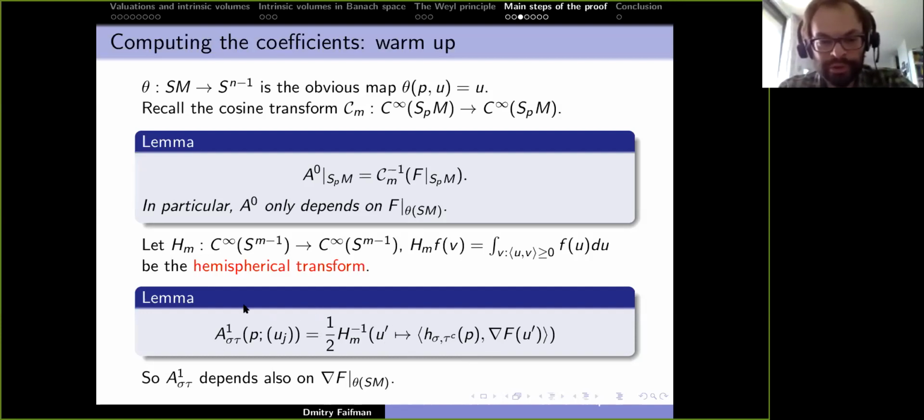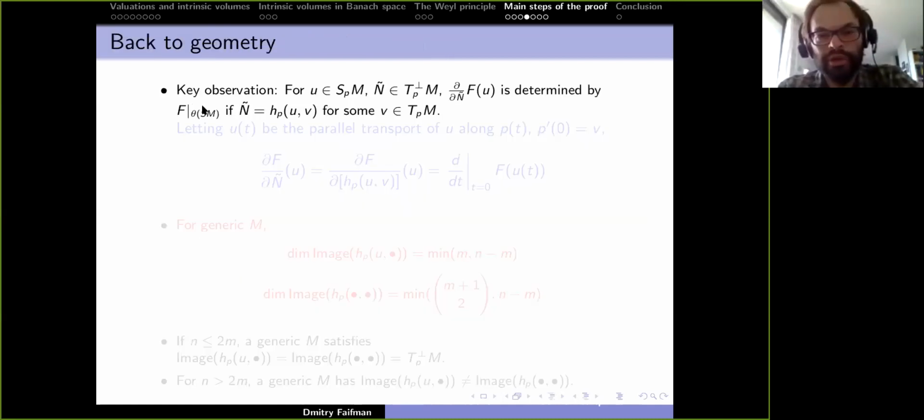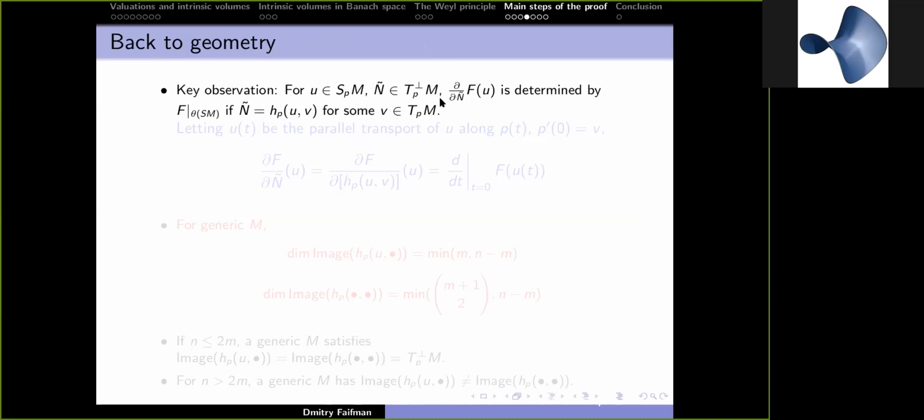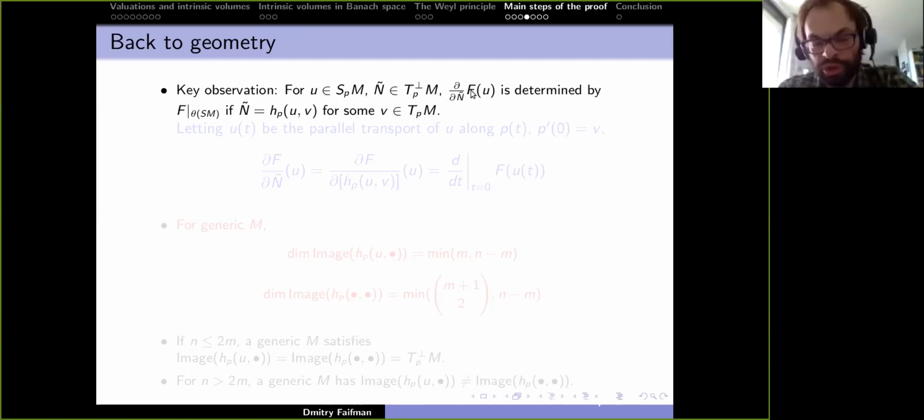But it could be that derivatives are encoded in the values. So let's study that. The key observation here is the following one. If you have a vector in the normal bundle to the manifold, and you want to know the derivative of this function, the norm, on the sphere in this direction, then sometimes it is encoded by the values of the function on all unit tangent vectors to the manifold. When? Suppose that this direction happens to be the second fundamental form at the pair (u, v), and one of the vectors here is the point you're interested in.